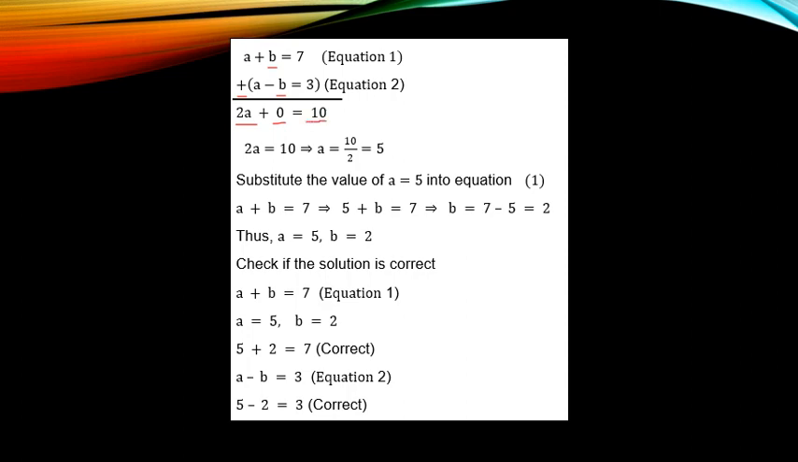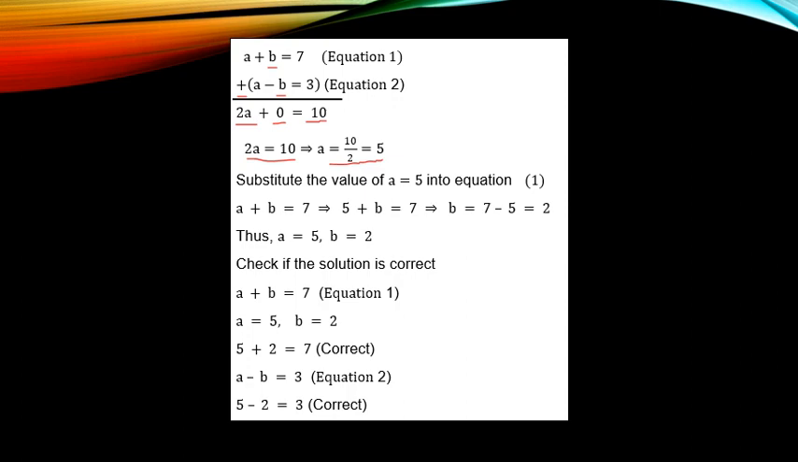So 2a plus 0 gives 2a equal to 10. Divide both sides by 2. So a is 10 divided by 2, equal to 5. Now that you have solved for a, you also need to solve for b. To do that, you substitute the value of a equal to 5 into any of the equations.